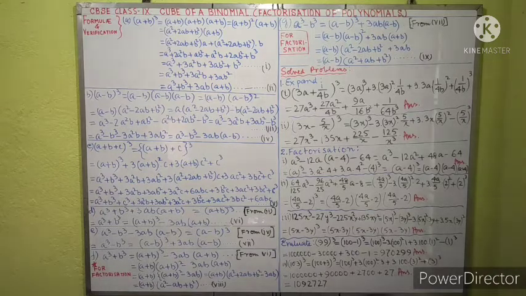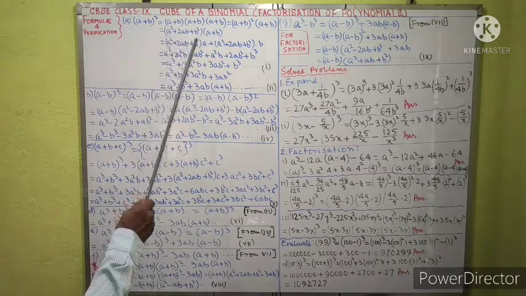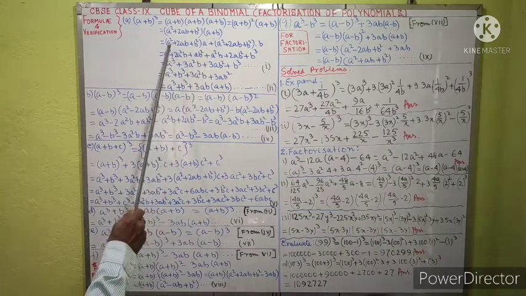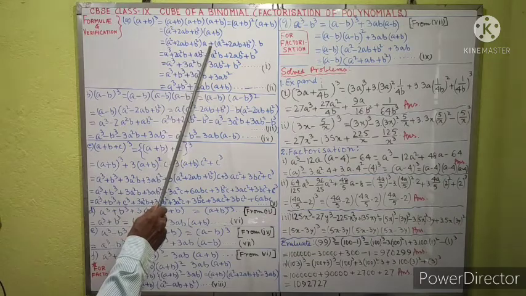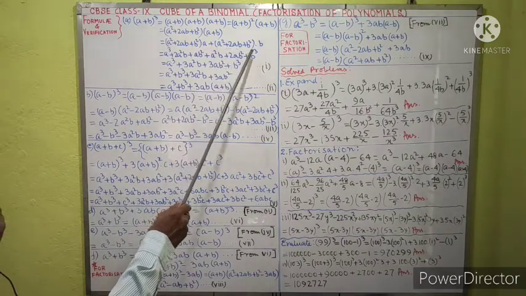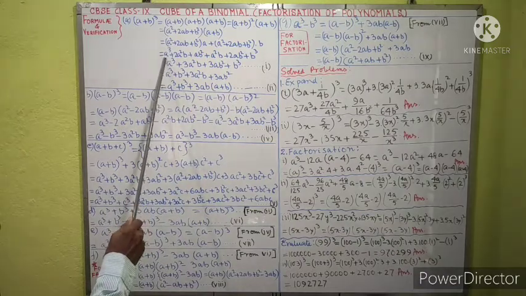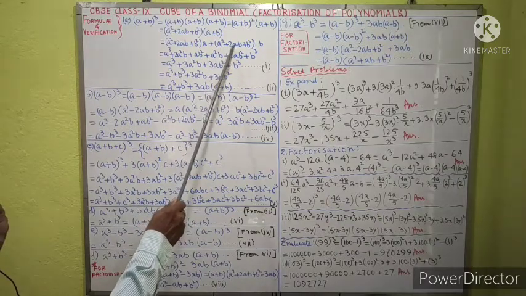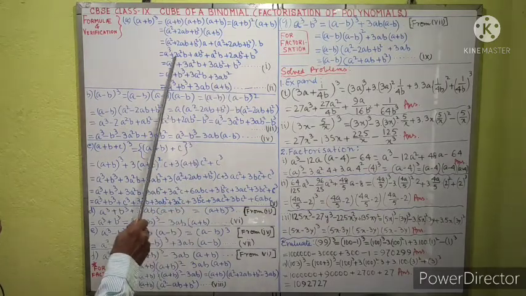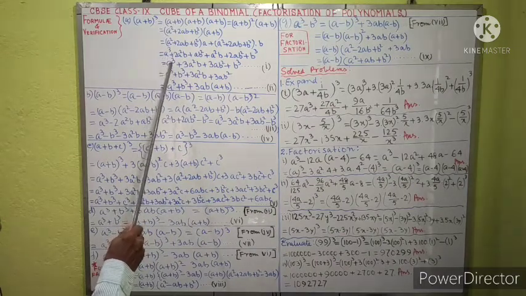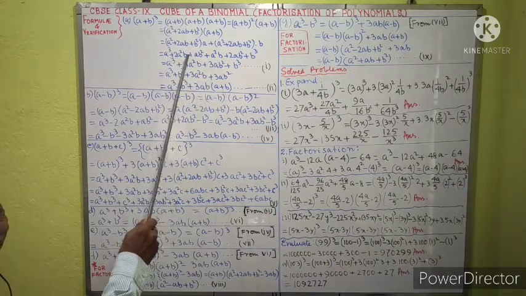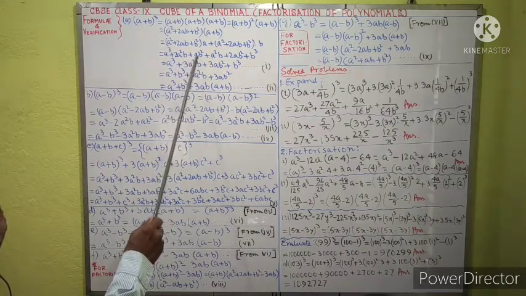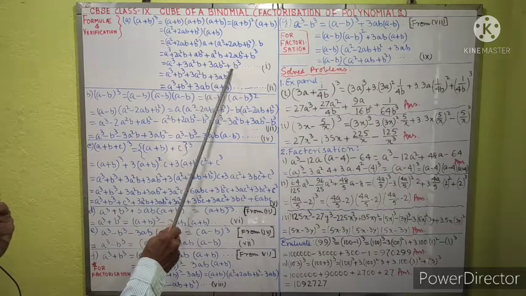We know that a plus b whole square equal to a square plus 2ab plus b square, and again a plus b. Now this a square plus 2ab plus b square is multiplied with a plus b. So it is a square plus 2ab plus b square into a plus a square plus 2ab plus b square into b. Multiplying with a, we are getting a cube plus 2a square b plus ab square, plus a square b plus 2ab square plus b cube. Adding, we are getting a cube, 2a square b plus a square b equal to 3a square b, ab square plus 2ab square equal to 3ab square, and b cube.